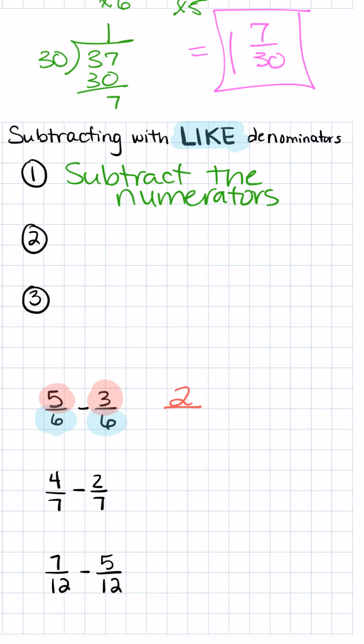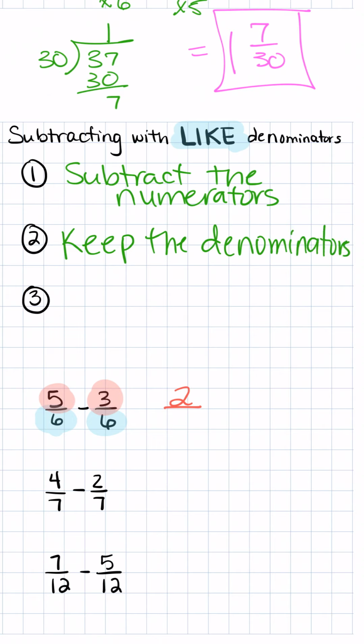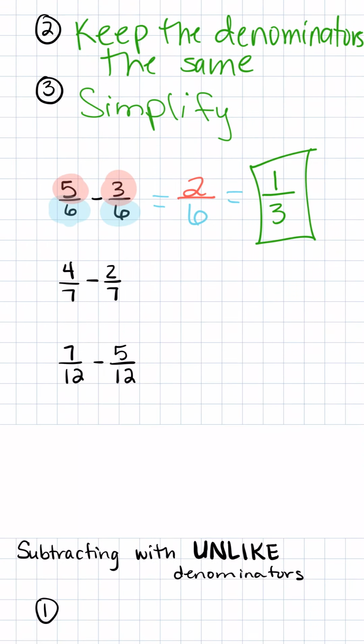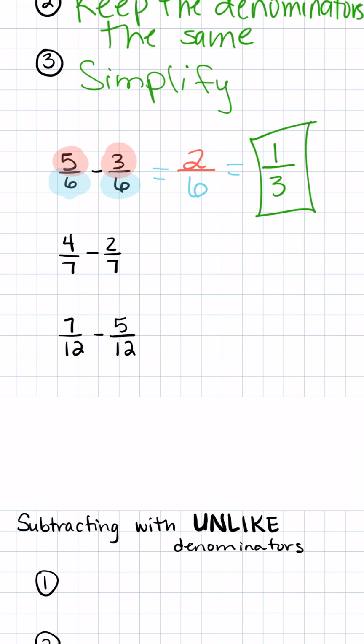Our next step, keep the denominator the same. We do not subtract the denominator, it stays the same. So that's going to be over 6. And our last step, simplify. So 2 goes into both of these. 2 goes into 2 one time. 2 goes into 6 3 times. 1/3 is our answer.